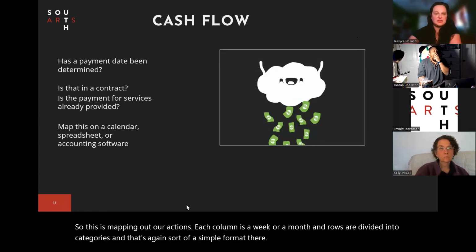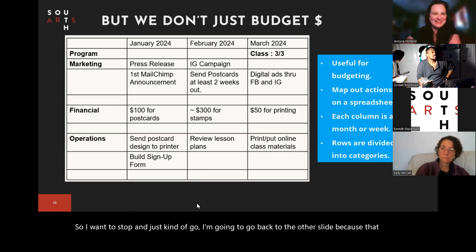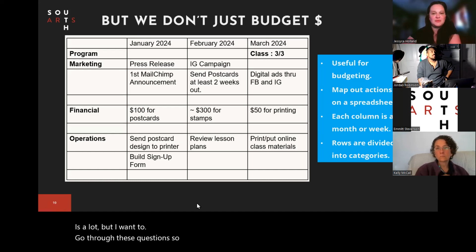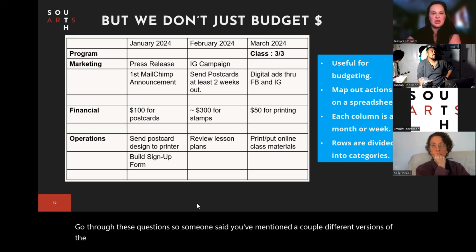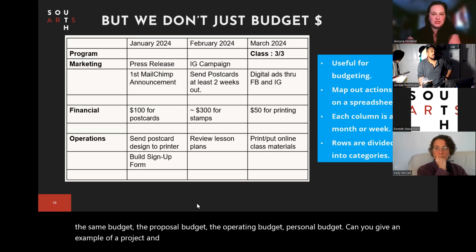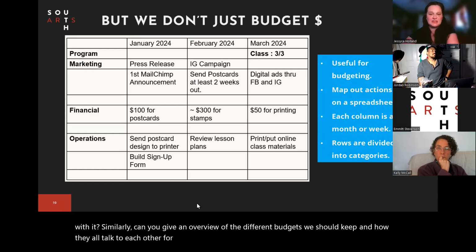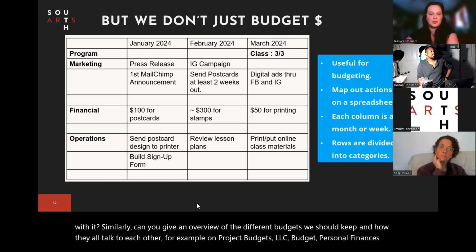So I want to stop and go back to the other slide, because that one is a lot. But I want to go through these questions. Someone said, you've mentioned a couple of different versions of the same budget: the proposal budget, the operating budget, personal budget. Can you give an example of a project and the various budget versions that should be associated with it? Similarly, can you give an overview of the different budgets we should keep and how they all talk to each other? For example, our project budgets, LLC budget, personal finances.